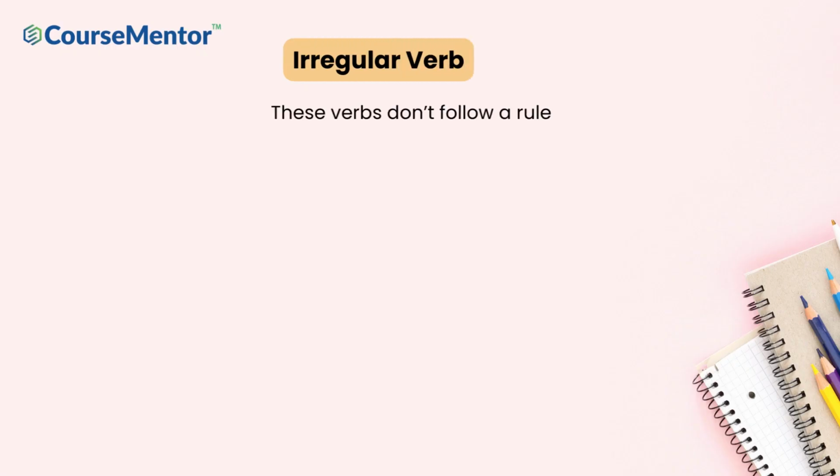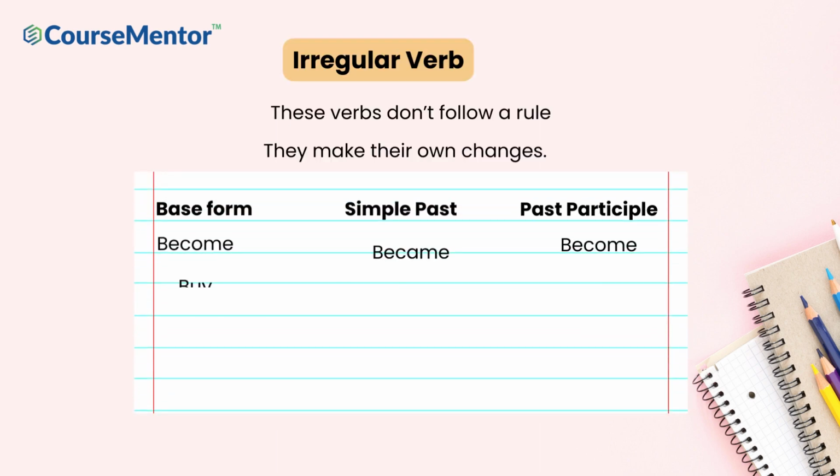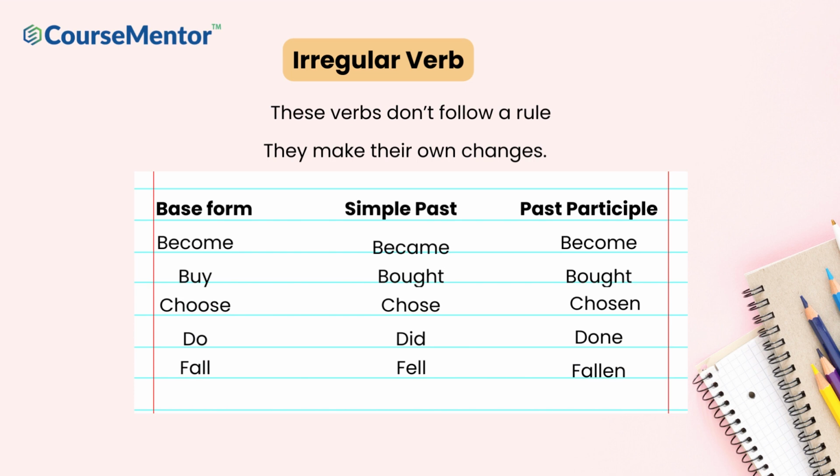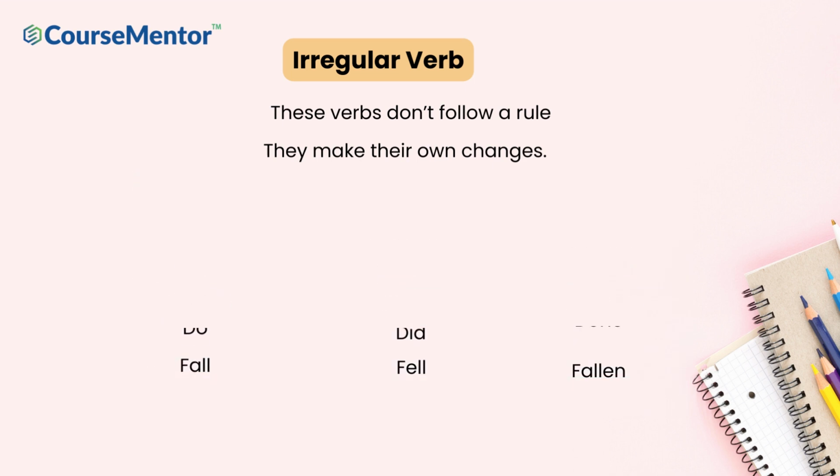Irregular verb. These verbs don't follow a rule. They make their own changes. For example, here again, we have the base form, simple past and past participle. The example: become, became, become. Buy, bought, bought. So they don't follow the rule of adding d or ed. Each word has a different ending.